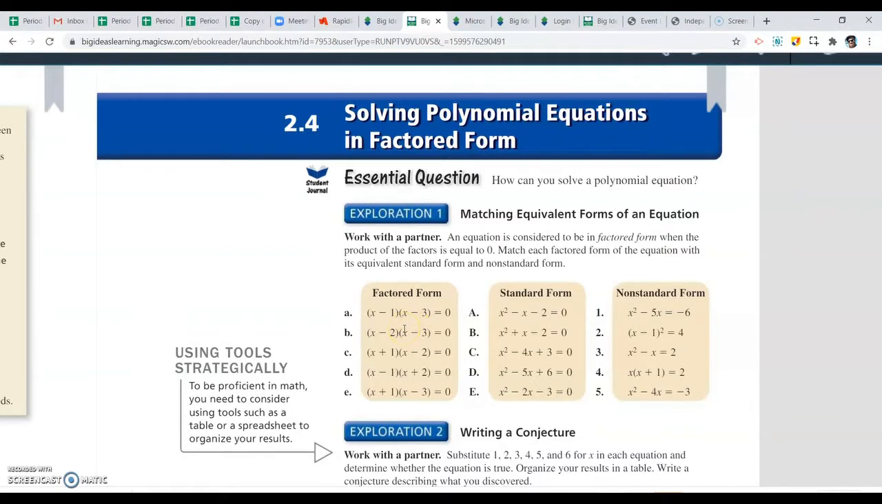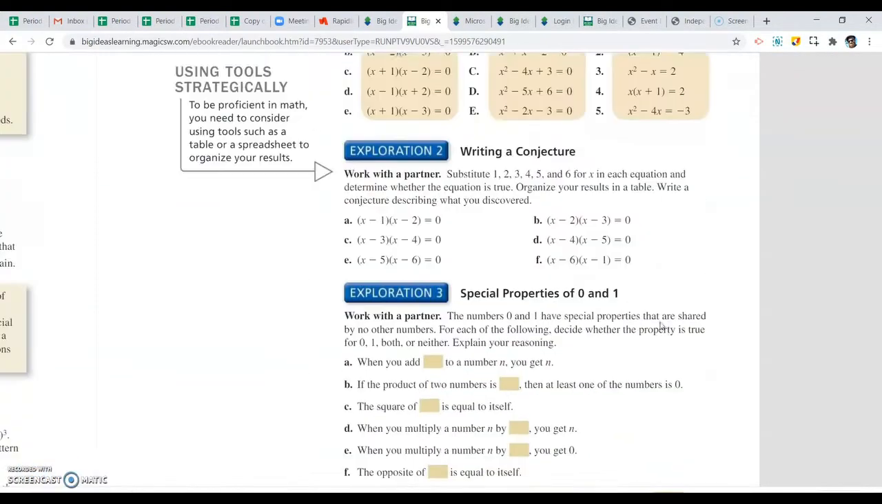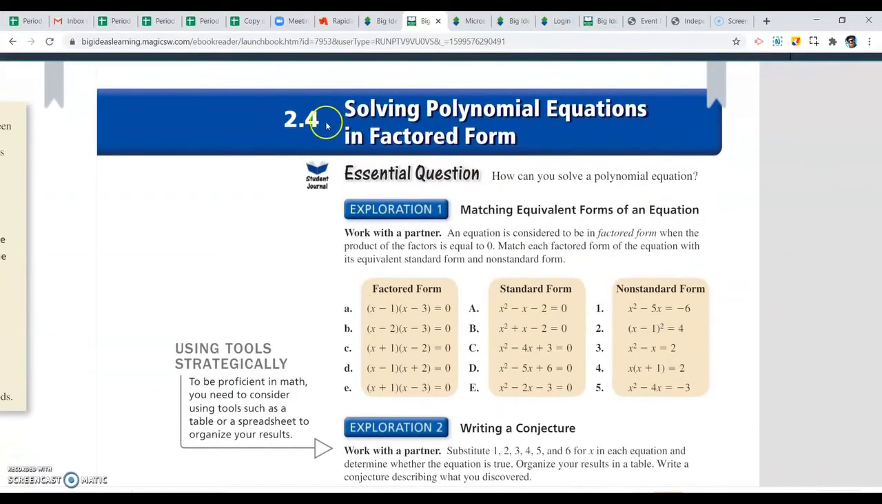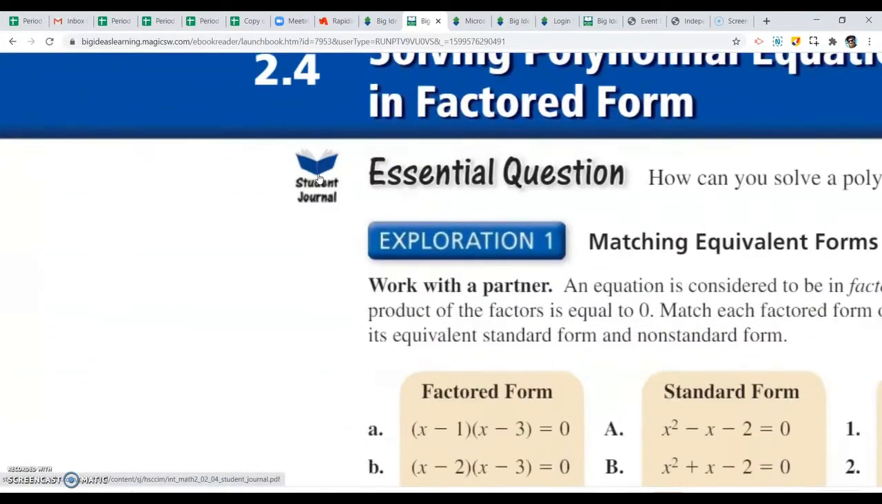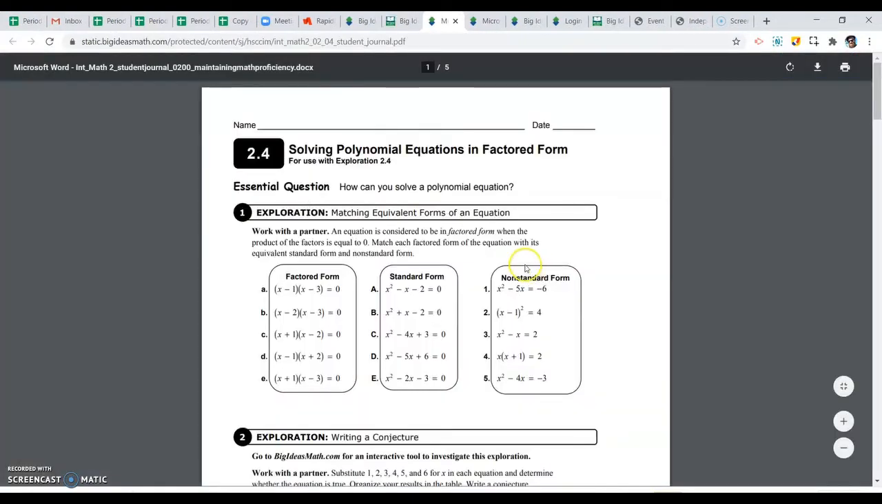Students, this video is going to go over section 2.4 in the Big Ideas math book for Math 2. What you're doing here, you're solving polynomials in factored form. What you're looking at right here is in the book on page 81, right at the beginning of section 2.4. But if you don't have a student journal, if you click on that little icon there, it'll take you over here.